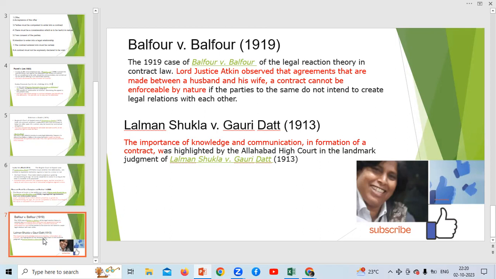आणि मीन वाईल he has offered 500 rupees award. पण the importance of knowledge and communication is in formation of contract. लालमन शुक्लाला माहिती नव्हतं. He did not know of the 500 rupees award when he claimed. It was highlighted by Allahabad High Court in the landmark judgment की importance of knowledge and communication is the basis of contract. So we'll continue next 10.